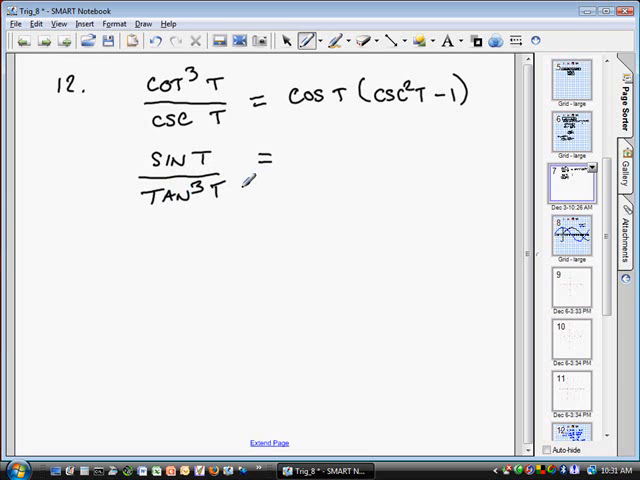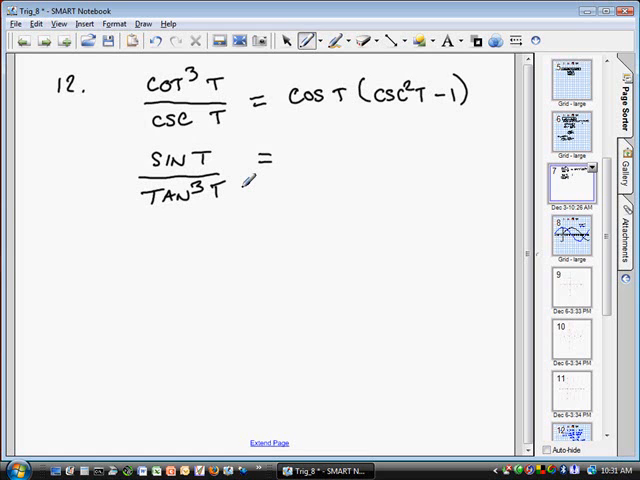Now, here's the deal. Isn't the cotangent the reciprocal of the tangent? So, do you see how cotangent cubed on top became tangent cubed on the bottom? And isn't the reciprocal of the cosecant the sine? So do you see how cosecant on the bottom became sine on the top? Are you with me on that?